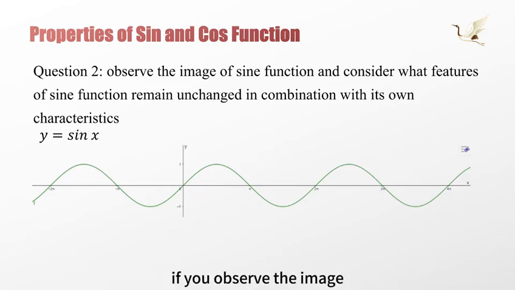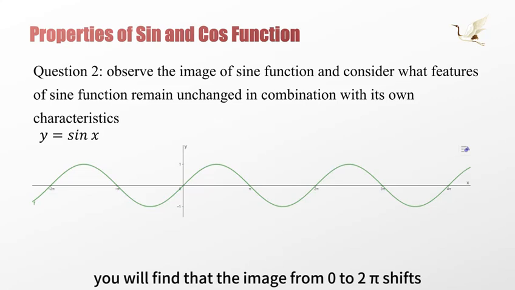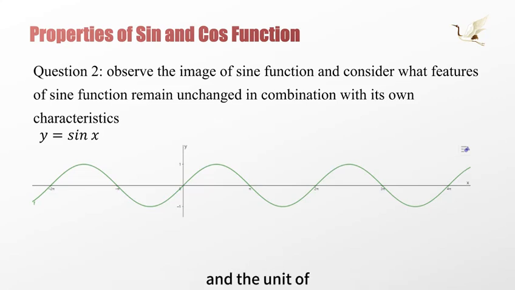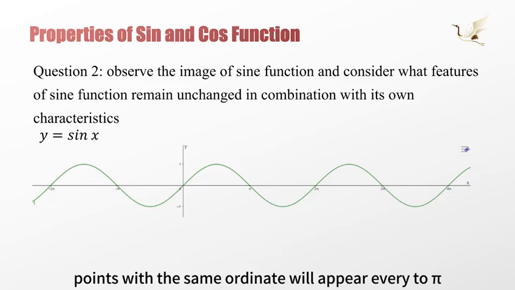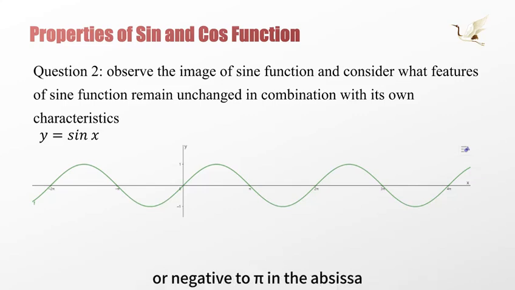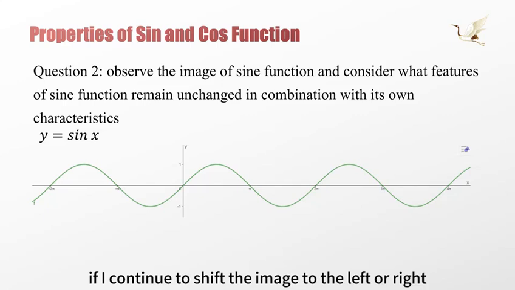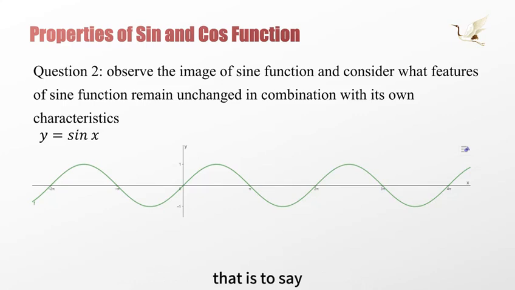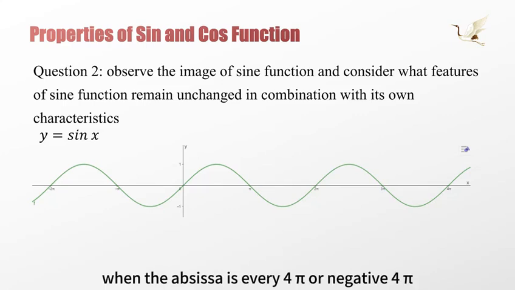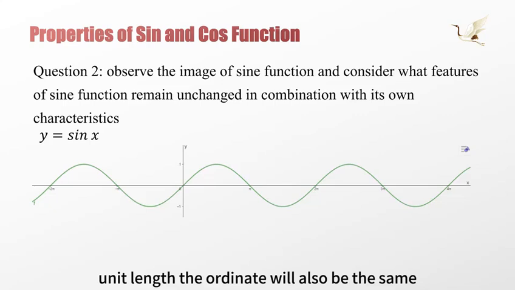If you observe the image, you will find that the image from 0 to 2 pi, shifted left or right by a unit of 2 pi, is the same image as in negative 2 pi to 0 and 2 pi to 4 pi. In other words, points with the same ordinate will appear every 2 pi or negative 2 pi in the abscissa. If I continue to shift the image to the left or right, I will find that the image presents this cycle of changes, that is to say, when the abscissa changes by 4 pi or negative 4 pi unit length, the ordinate will also be the same.